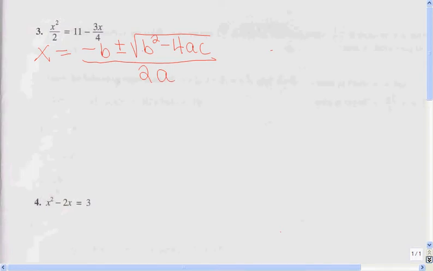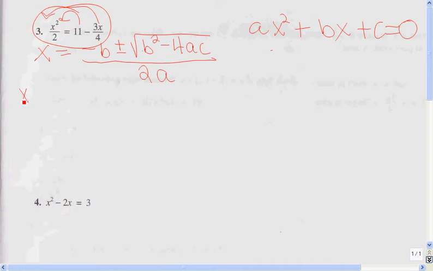Then to be able to use this formula, I've got to write this equation in the form of ax squared plus bx plus c equals 0. So that's what I'm going to do next. I'm going to move the 3x over 4 and the 11, transpose them over to the left side of the equal sign. I'm going to do that by subtracting 11 from both sides, and by adding 3x over 4 to both sides. So I get positive 3x over 4 equals 0.